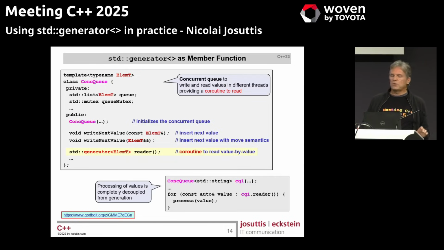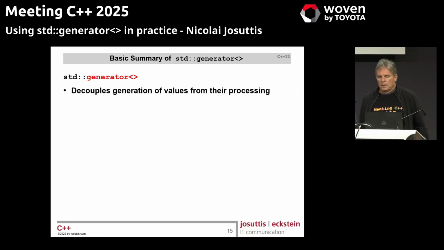And we could have multiple readers and even deal with multiple readers to deal with this queue. That is a benefit of STD generator and coroutines in general. So, STD generator decouples generation of values from their processing.